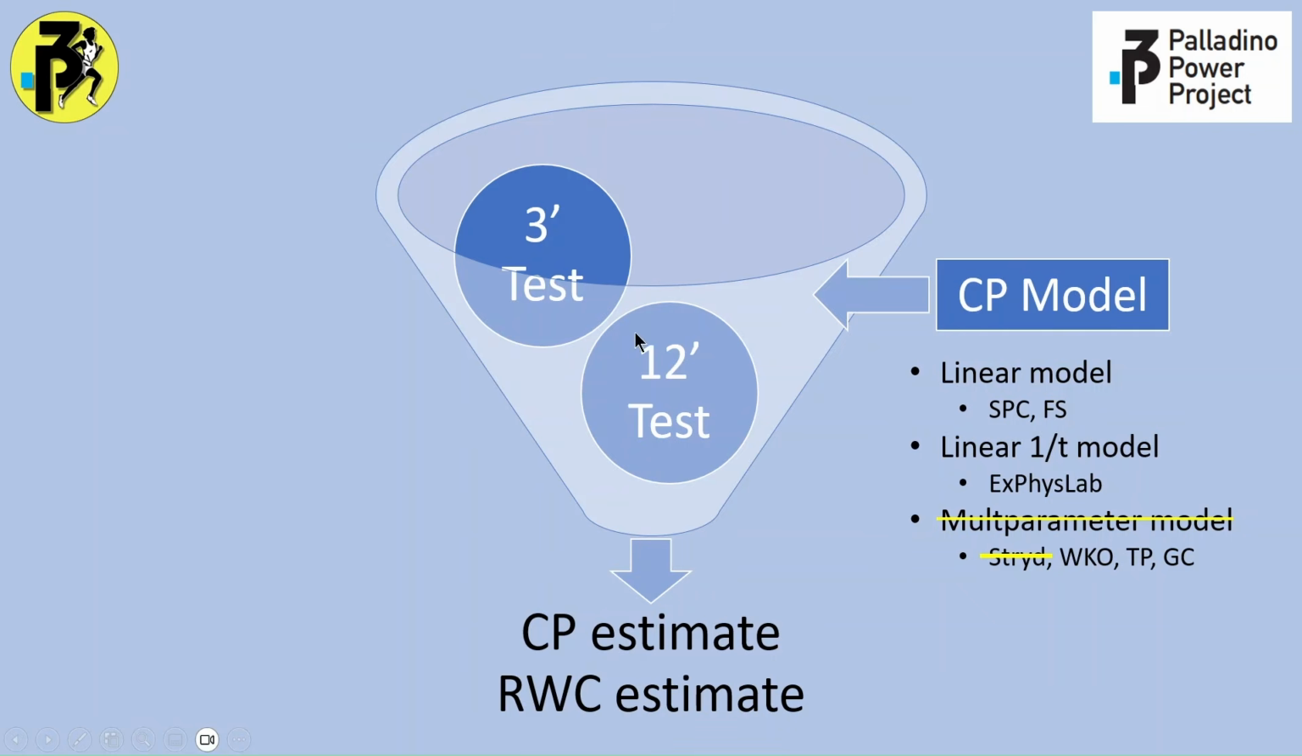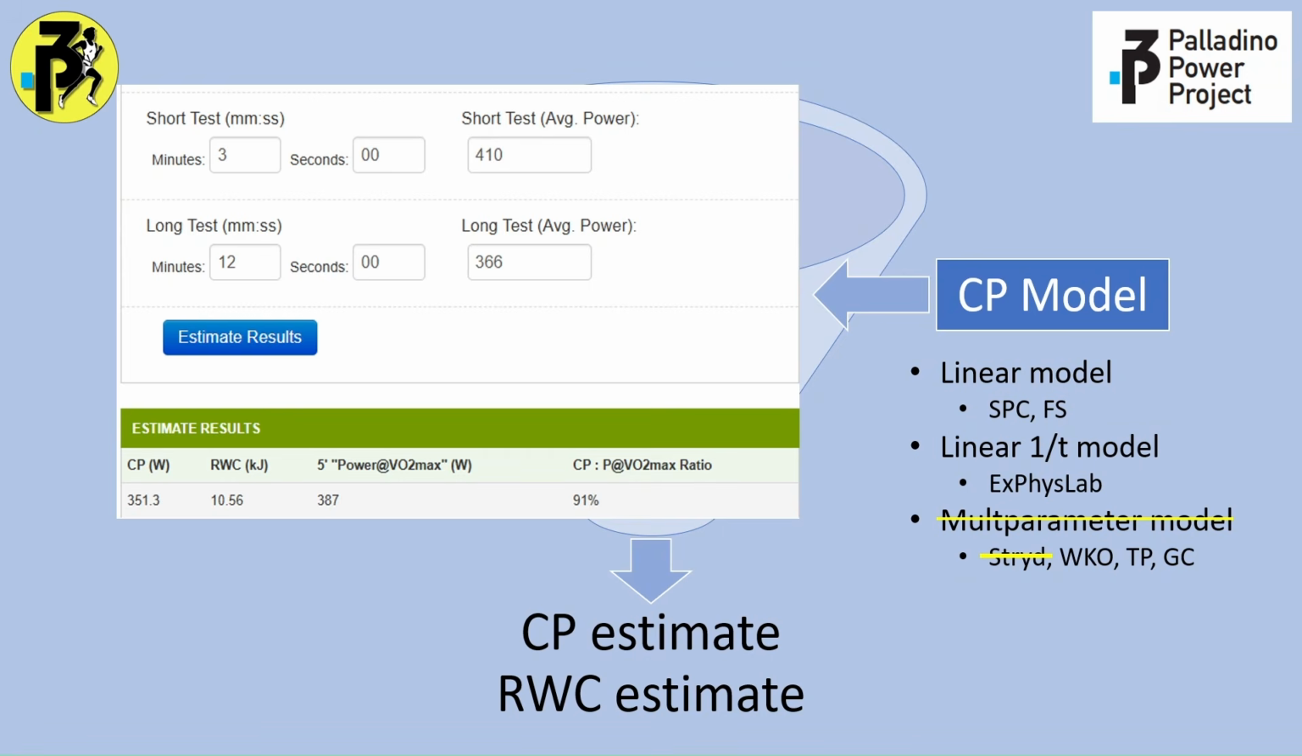So usually the same day, and that means you're using one of these two models, again, because there's only 2 test data points to use. So you're using one of these 2 models, and you're going to get a CP estimate, a reserve work capacity estimate. That's what we're looking for. Now let's dig deeper, all right?